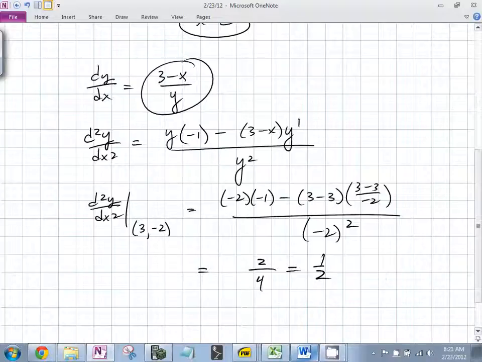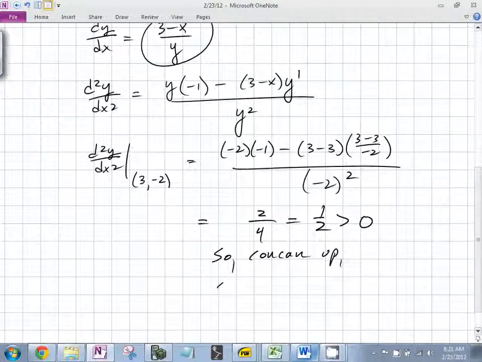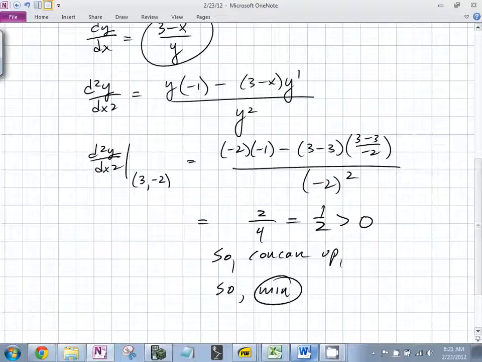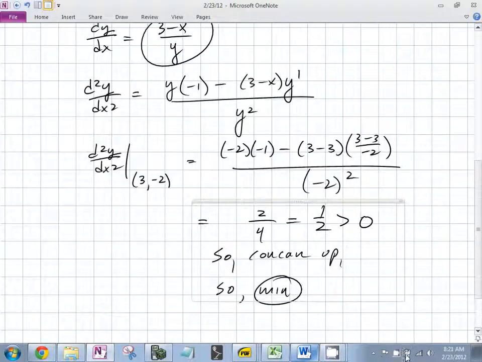Is that positive or negative? Positive. So concave what? Up. So what does that mean about it? Is it a min or max? So min. Yep. That's what you need to do. The second derivative is by far the easier one to do in this case. Much easier. At least I think so.